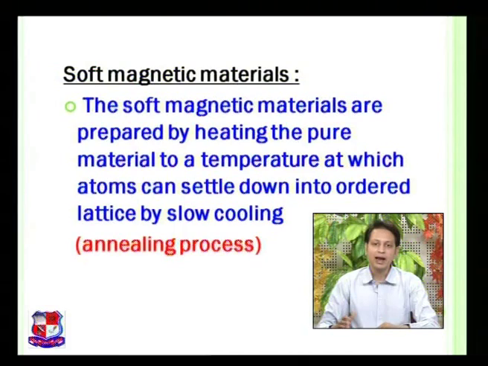That means atoms get time to easily settle down in an ordered lattice by the slow cooling process, and through this process we can get soft magnetic material.